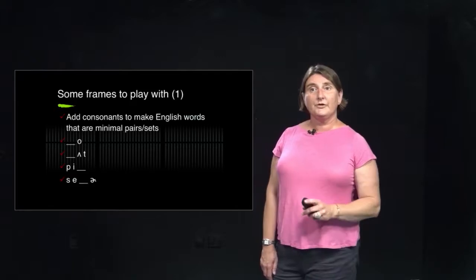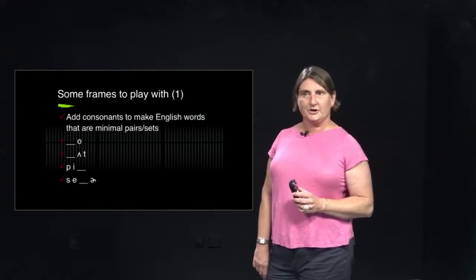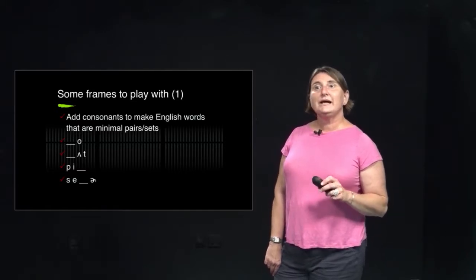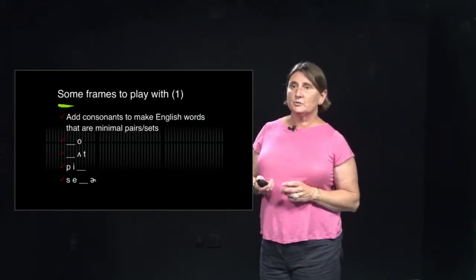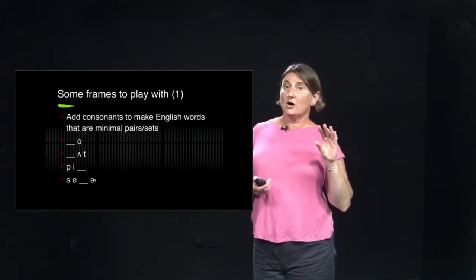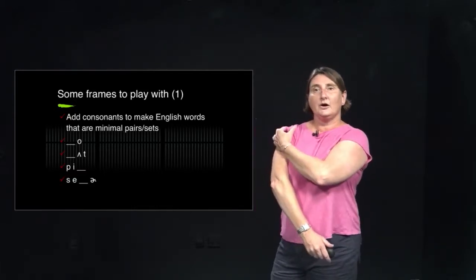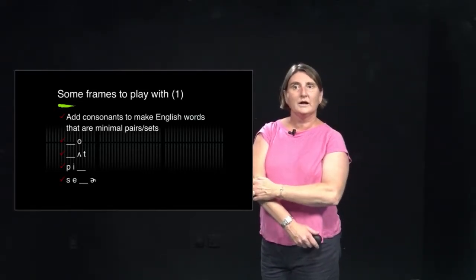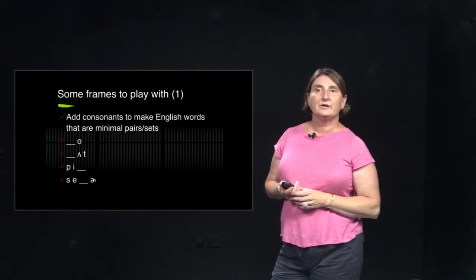So even though I haven't fully introduced the vowel symbols yet, I'd like us to play with some frames here, and I'll tell you what they sound like. We're going to add consonants in to make English words that will be minimal pairs or minimal sets. So this first one I've got is just an underline, so that's where we want to play with the consonant, and then an O, and that O sounds like O. So if you think about the consonants that you know, think about what kinds of words are there that you can just substitute in different consonants before the O.